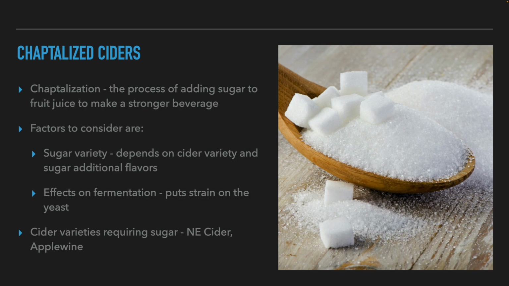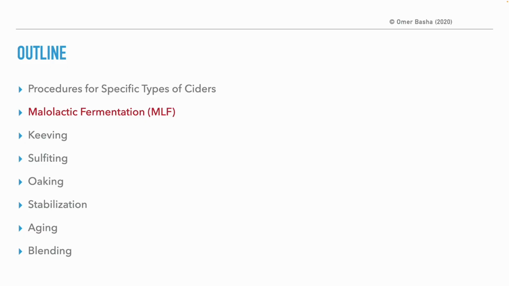The second factor to pay attention to is the effect on the yeast. High levels of sugar in the must can stress the yeast and create fusel alcohols or high esters. Cider styles that use sugar include New England cider that uses brown sugar and apple wine that uses white sugar. These were the specialty cider styles that we need to know for the BJCP cider exam.